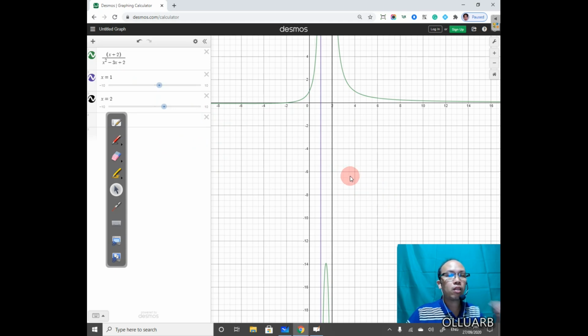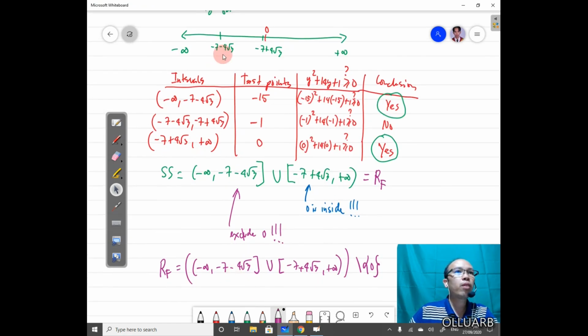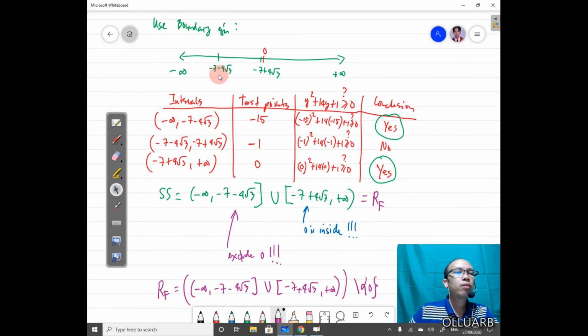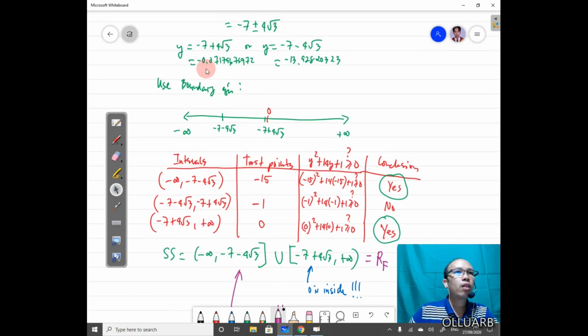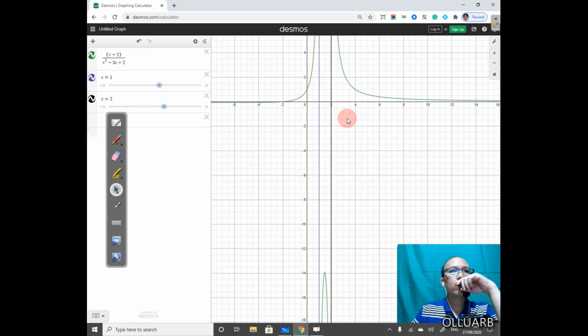How about the range? Our range is this one. What is the decimal value of this? From negative 0.070 to negative 13.924. Okay, so let's zoom out.